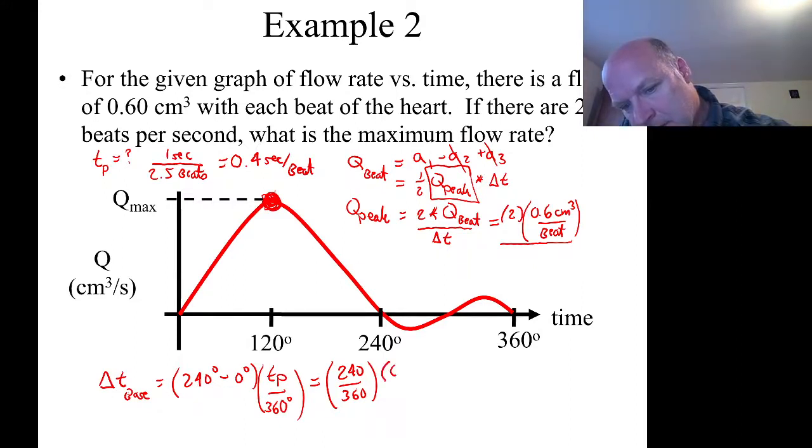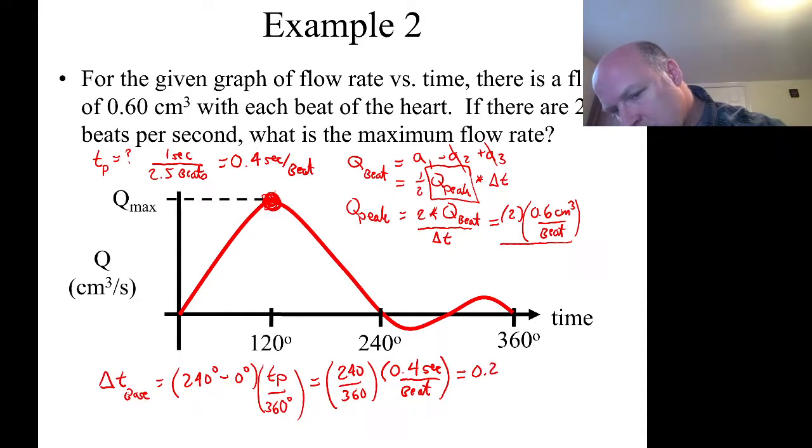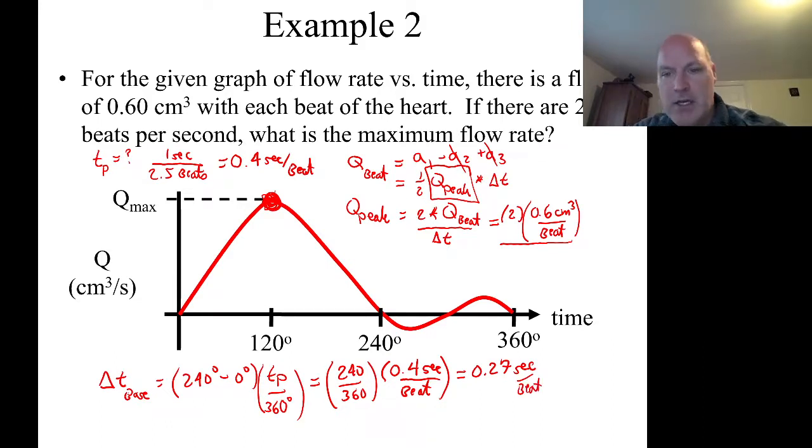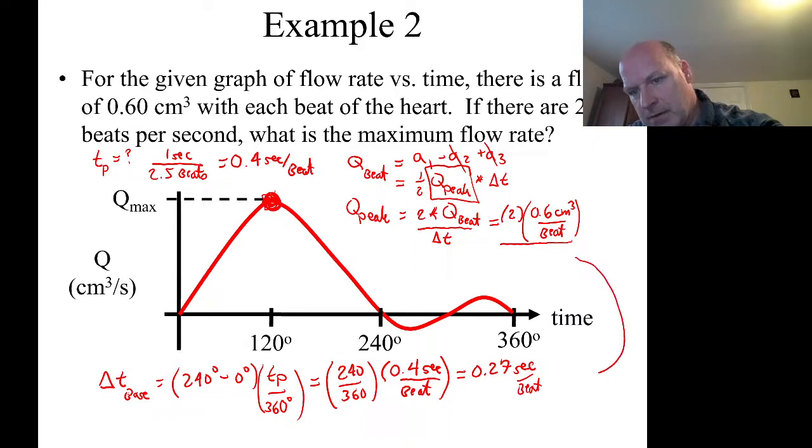So I plug that in there. 0.4 seconds per beat. And we get, let's see, 240 divided by 360 times 0.4, 0.27 seconds. Okay? And it's going to have this in units of seconds per beat. So we plug that in there. Oh yes, it goes in the denominator. So we're going to put 0.27 seconds per beat.